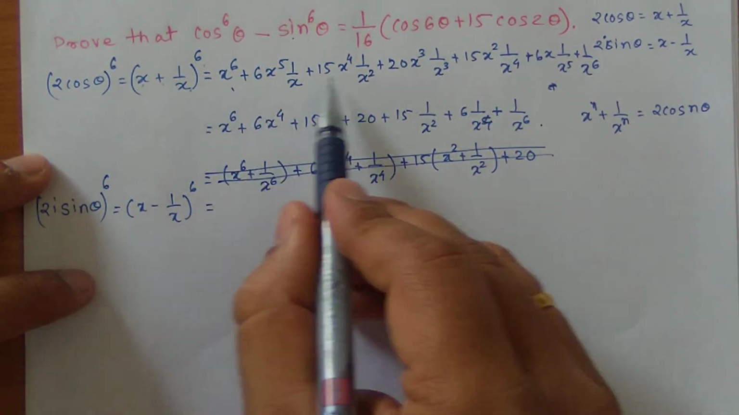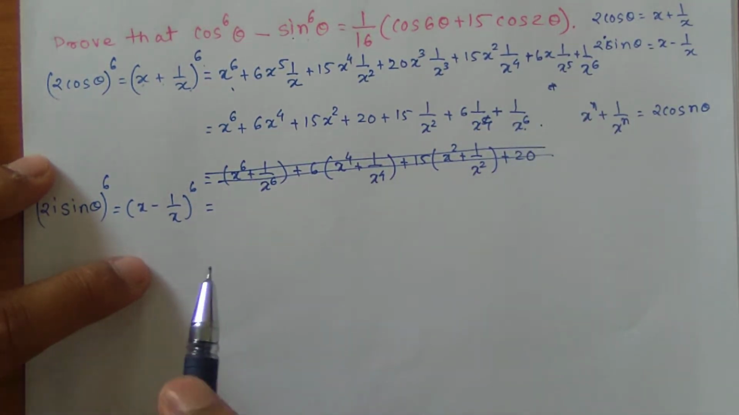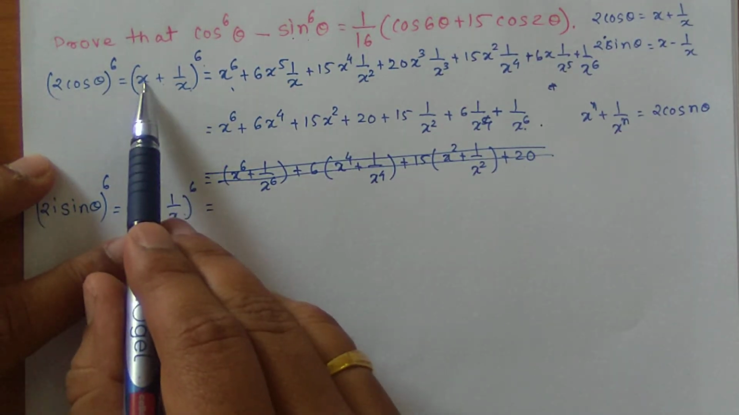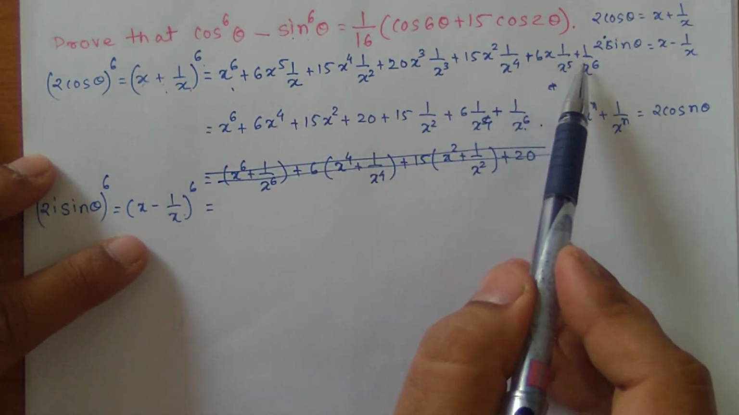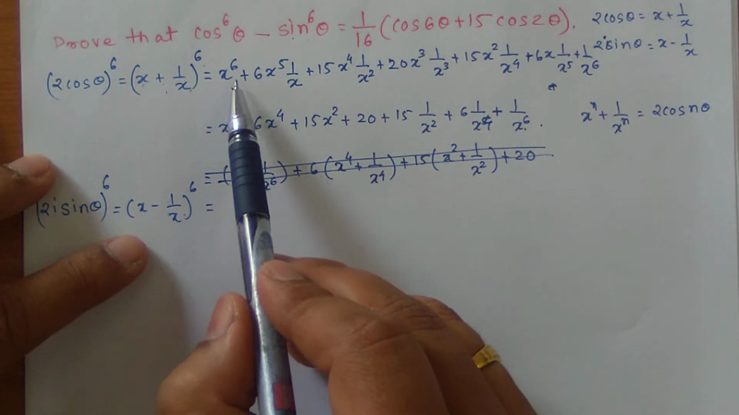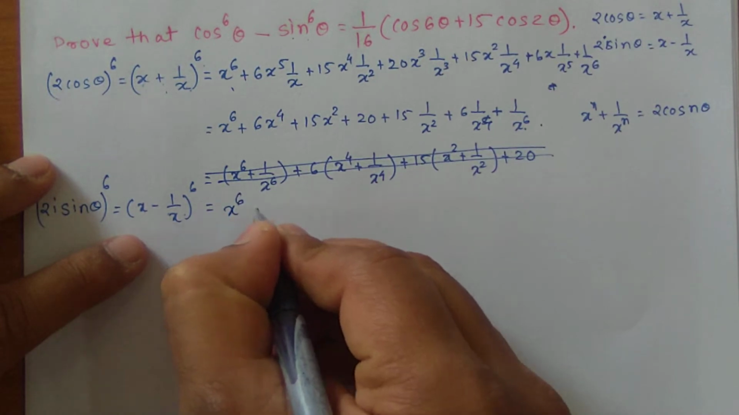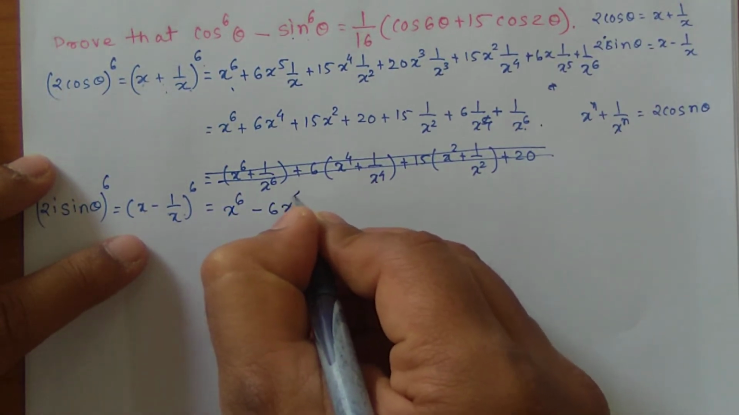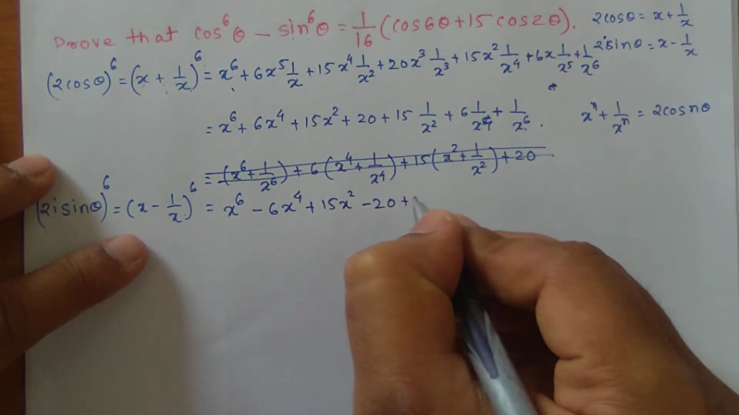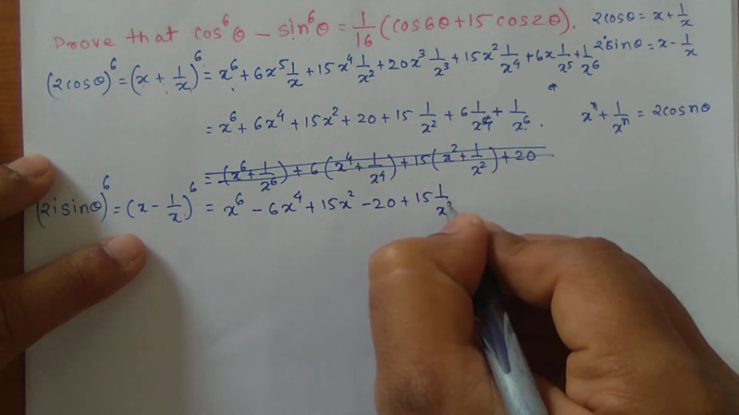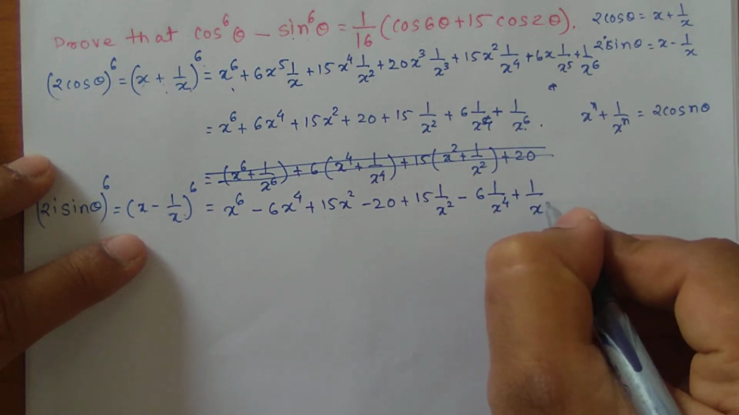Now instead of writing this particular step, I will suggest you write this step directly. How? See, there is a term only x minus 1 upon x and here it is x plus 1 upon x. What is the difference in these two expansions? In this expansion all the terms are positive, and in this expansion the terms are the same but their signs alternate, plus and minus. So the first term will be plus, the next term will be minus. So this is minus 6x raised to 4 plus 15x square minus 20 plus 15 into 1 upon x square minus 6 into 1 upon x raised to 4 plus 1 upon x raised to 6.